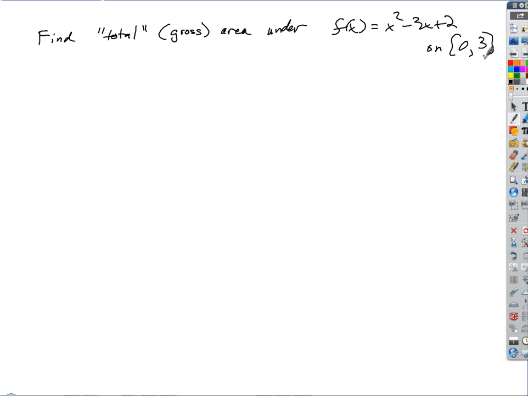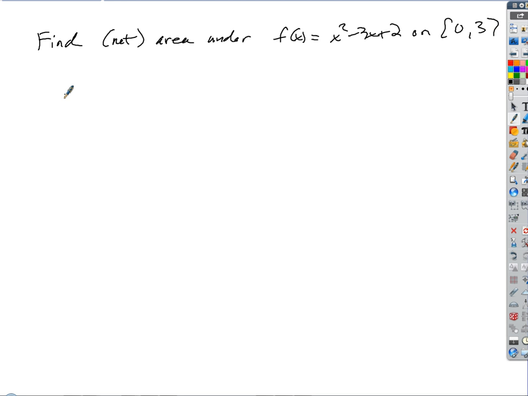Okay, how about that? I want the total or gross area under the curve. Now, what do you think I mean by that? If I said just area or net area, that's pretty easy. If I want just the area, let's do that first. Let's just find the regular area.